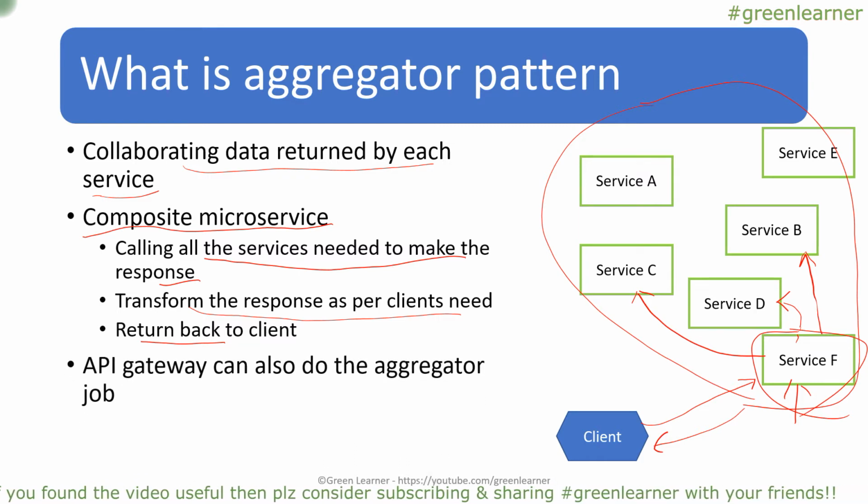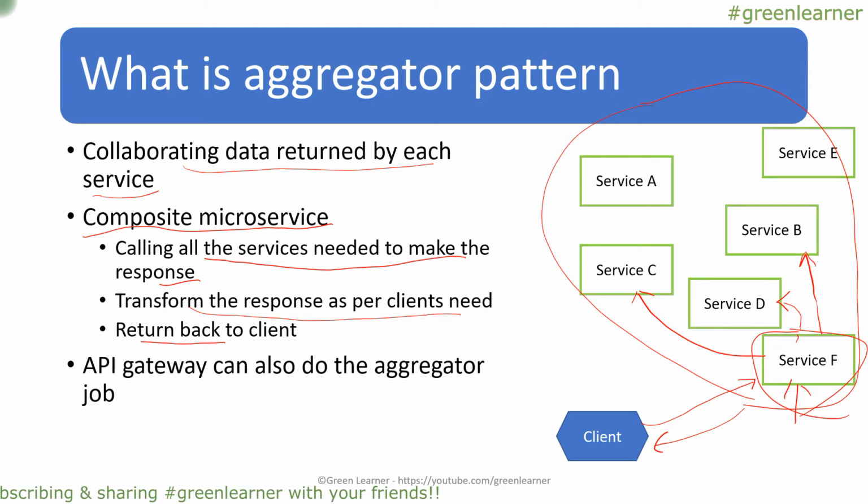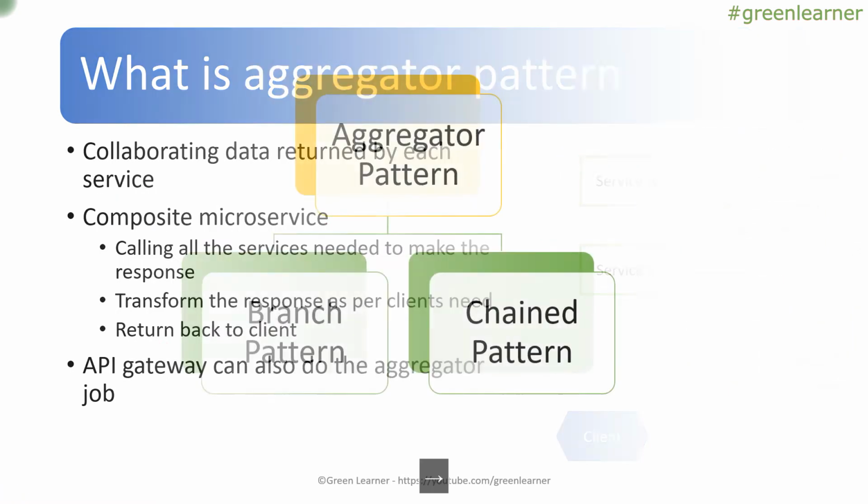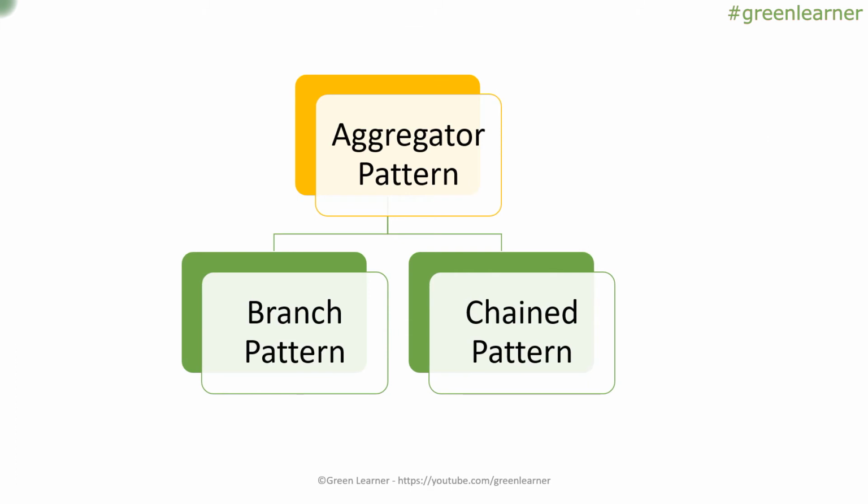We saw the API gateway in the previous video, and I also showed you how we can aggregate the response with the help of the API gateway as well. Now let's see the sub patterns under the aggregator pattern. We have two: the branch pattern and the chain pattern. These are self-explanatory words.